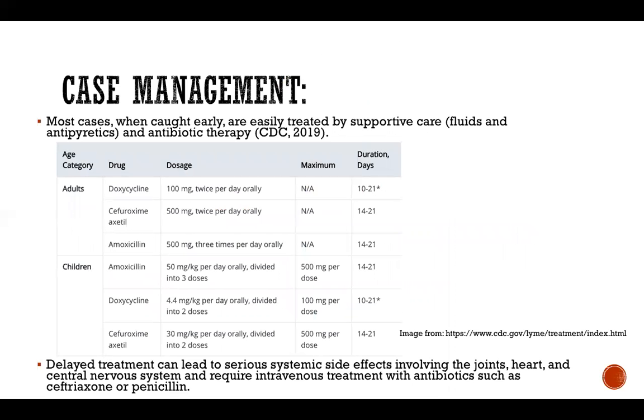So in terms of managing individuals that have been infected, we have antibiotic therapy available and supportive therapy for the other symptoms, the flu-like symptoms. Depending on the age, we will use different sets of antibiotics. And for those with delayed treatment, they can lead to serious systemic side effects involving the joints, the heart, and central nervous system, and require intravenous or IV treatments with antibiotics such as ceftriaxone and penicillin.